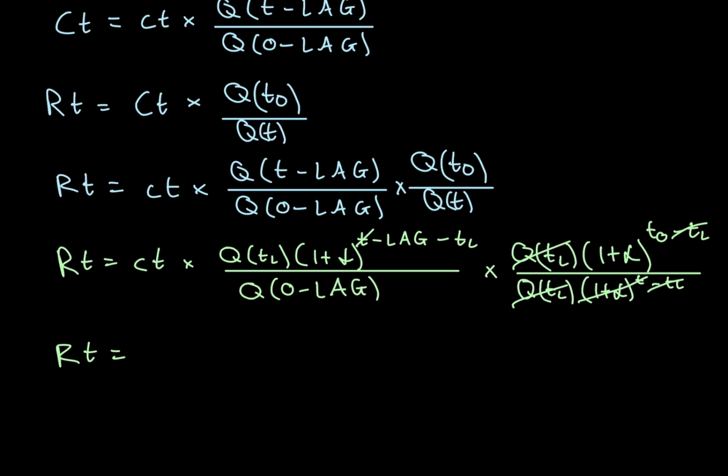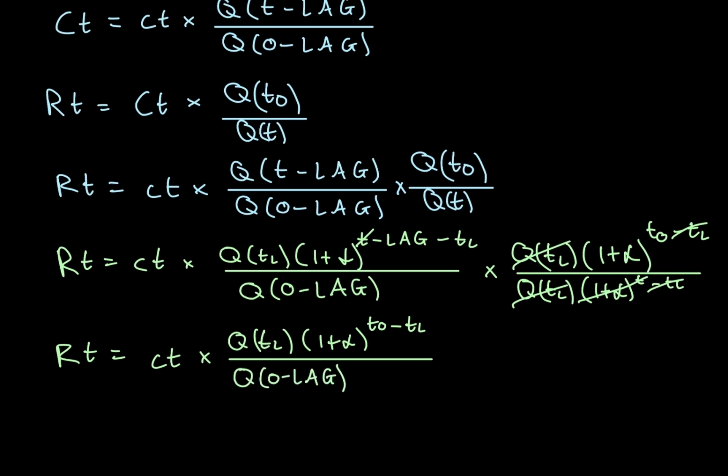And then let's see how we write this now. So we have our lowercase ct, our nominal value, multiplied by, and then in the numerator, we're going to have q of TL from here, multiplied by 1 plus alpha to the power of t naught. And then I'm going to say t naught minus TL. And you'll see in a moment why I've chosen to put certain time points in certain exponents. And then in the denominator, we will have q of naught minus lag multiplied by 1 plus alpha to the power of lag. Because if we take negative lag, 1 plus alpha to the minus lag into the denominator, it becomes 1 plus alpha to the positive lag.